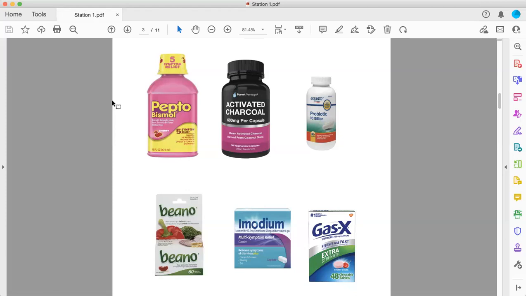Okay. In one station, we can give 2 medications to the patient. You can give as much as you can, as long as it's valid. But we should say how to use it and the side effects. There's not a lot of things actually. What are the side effects of Gas-X? Nothing. It's a safe medication.